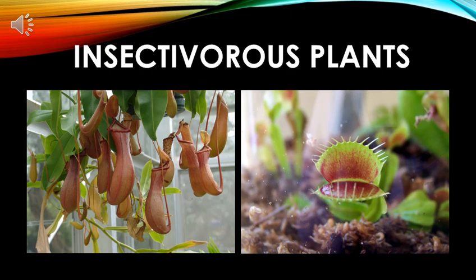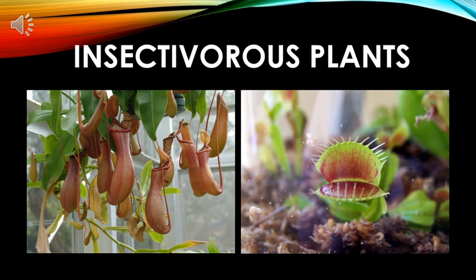Insectivorous plants only grow in soil which has less nutrition or nitrogen. These plants trap insects and digest them to obtain nitrogen. Some examples are Venus flytrap, pitcher plant, bladderwort, and sundew plant. Let me teach you these four.